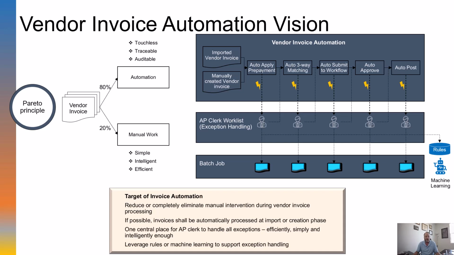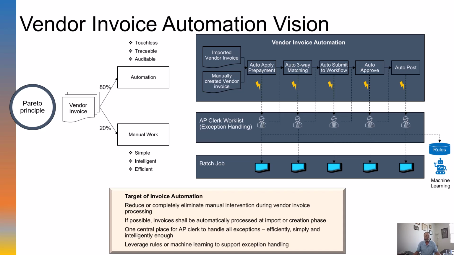So the vision for a true vendor invoice automation is to reduce that manual intervention that's required. While it'd be great to eliminate all manual intervention, and the way they're talking about AI nowadays, maybe that's going to happen at some point, but that's still probably a pretty lofty goal. So we look at kind of the Pareto principle, 80-20. And if 80% of those invoices can be automated and be touchless, and we only have to touch 20% of them, we're going to be much more efficient.